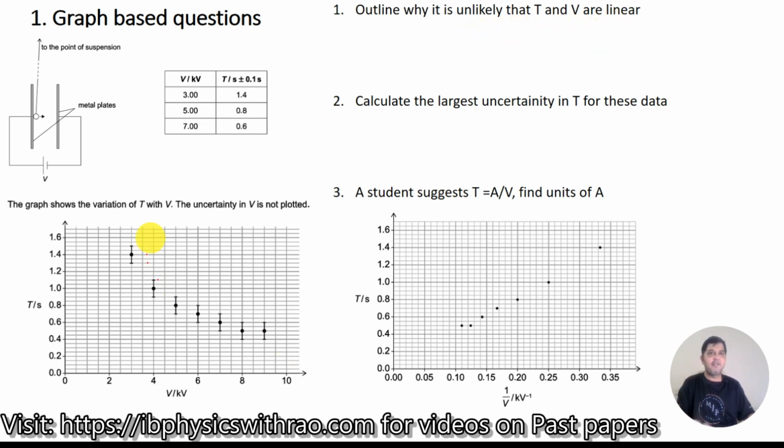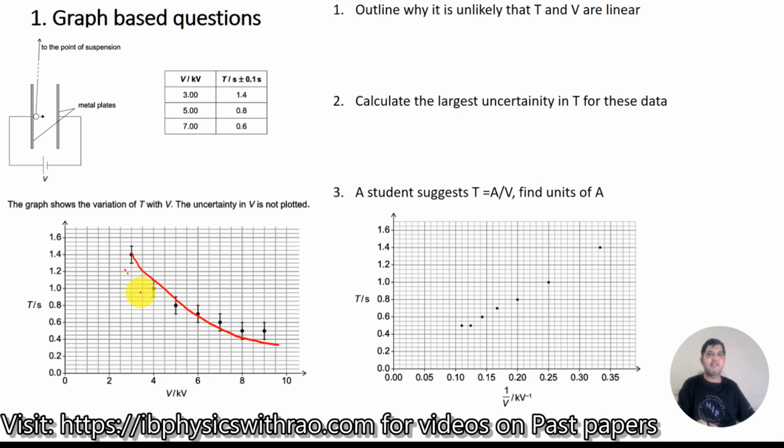Very simple question. The first question in this was draw a line of best fit. So what you do? Draw a line of best fit. It's a curve which should pass through all of them in a smooth curve. It is not smooth. Draw it carefully, and then outline why it is unlikely that T and V are linear. Again, you will be able to answer this.